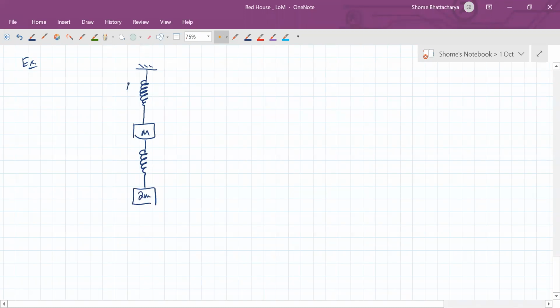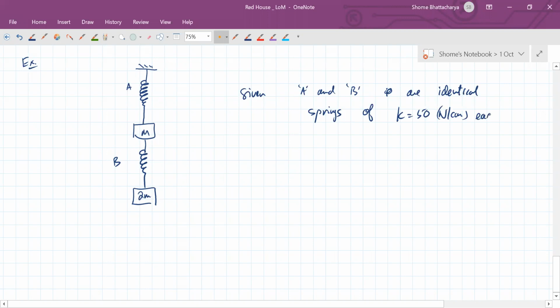So here, given that A and B are identical springs, of spring constant equal to 50 newtons per centimeter each, and natural length 100 centimeters each. g is equal to 10 meters per second square.